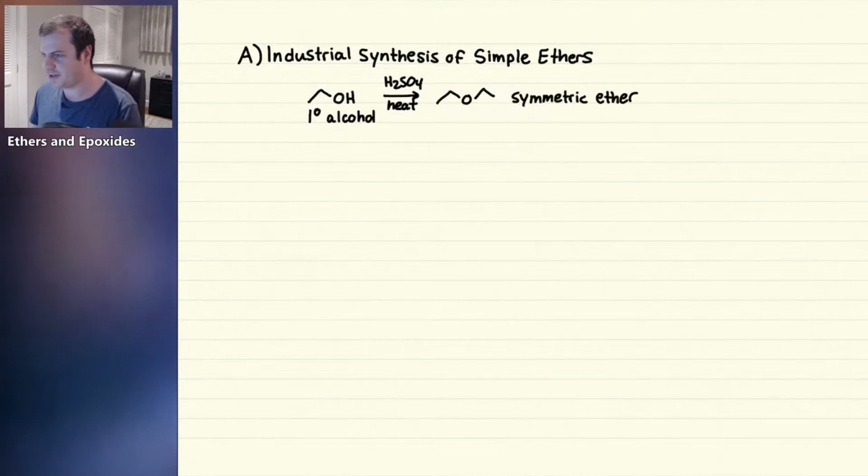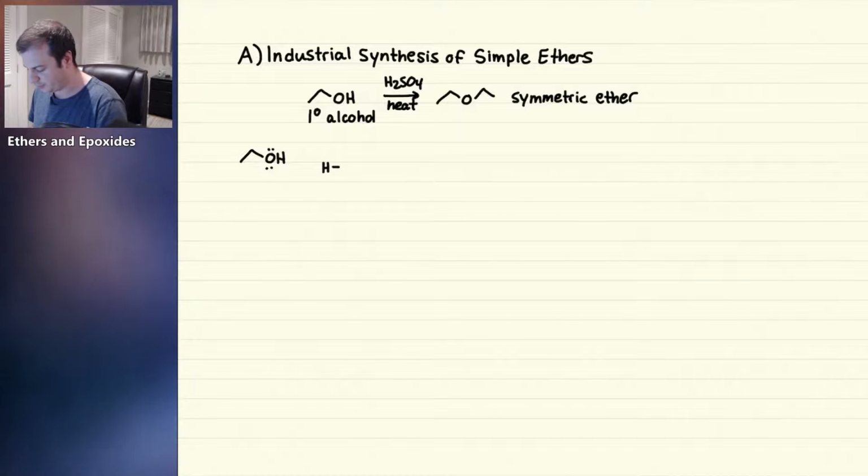Let's take a look at the mechanism of this transformation. So it all begins with a molecule of ethanol, and remember, it doesn't have to be ethanol. It can be any primary alcohol. And in the first step, the ethanol is going to react with our sulfuric acid. So I'll draw out the structure of sulfuric acid. This is H2SO4, strong acid. And the first step is the alcohol is going to be protonated by that strong acid.